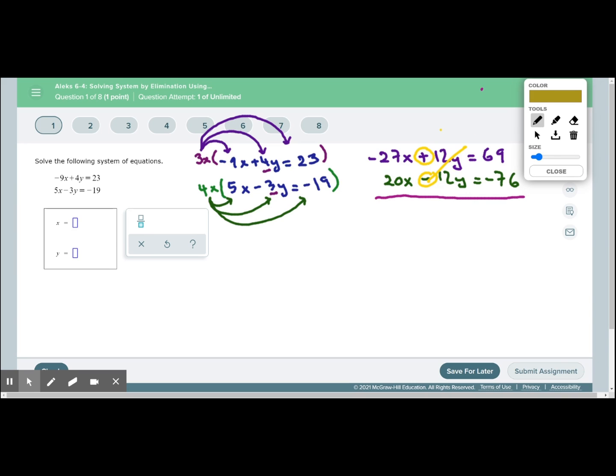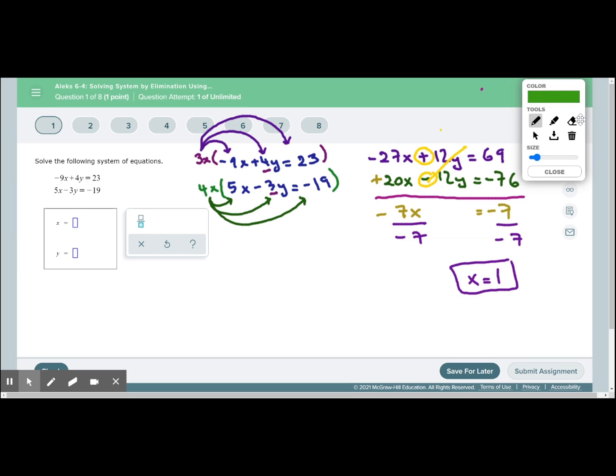Perfect. So now down here, we're going to add them up. Negative 27 plus 20 is negative 7. Opposite signs, you subtract. And 69 plus negative 76, 69 minus 76, will be negative 7. Then we divide both sides by negative 7 to get x by itself. So x equals positive 1. Nice.